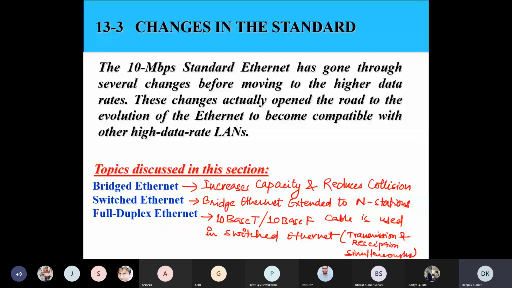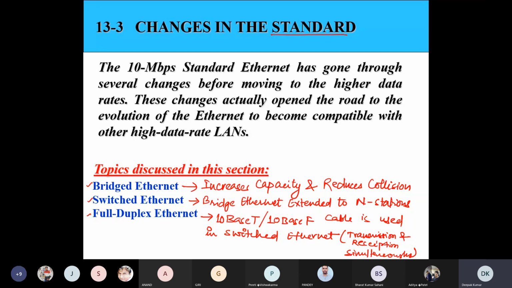To change the standard or to improve the techniques, three major networking techniques evolved. One is bridged Ethernet. Suppose multiple nodes are connected through a medium. Suppose 10 or 12 nodes are connected on a single cable, meaning all of the nodes can transmit or receive only through the single wire.